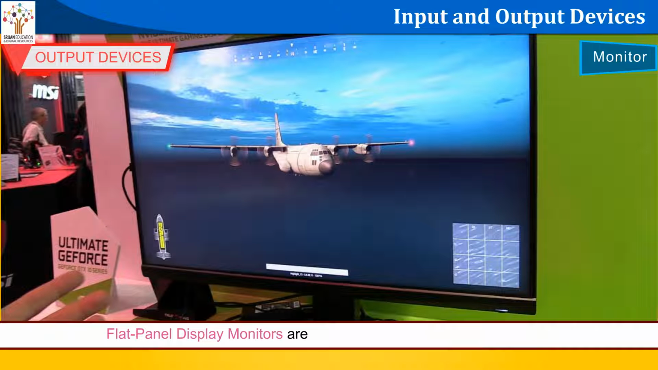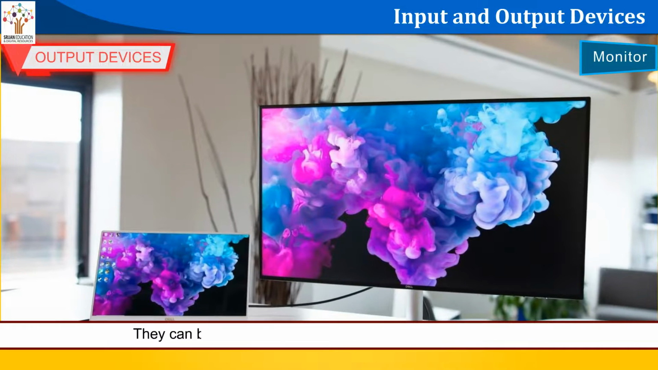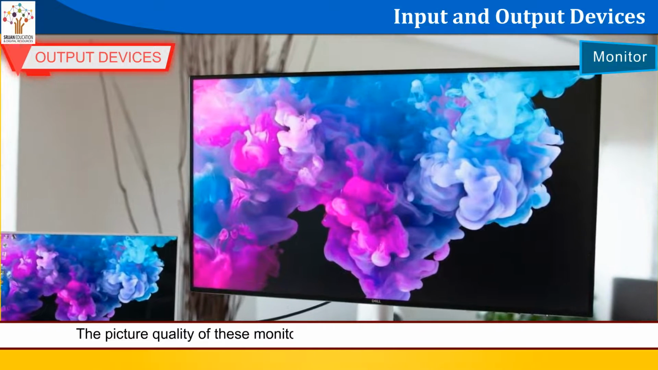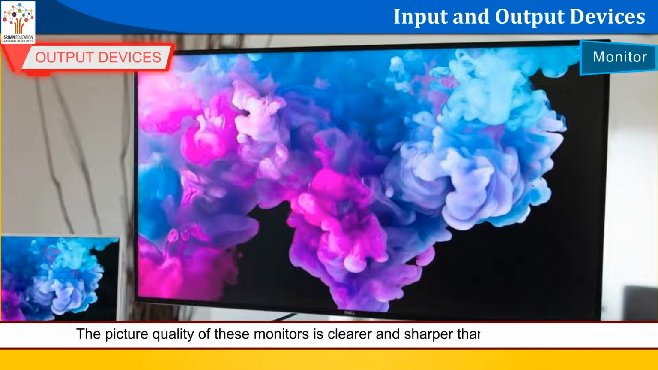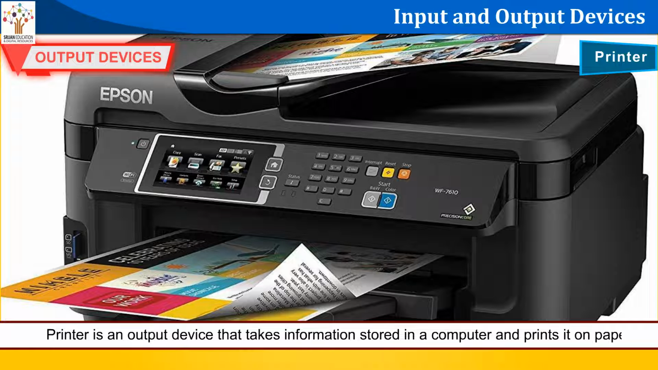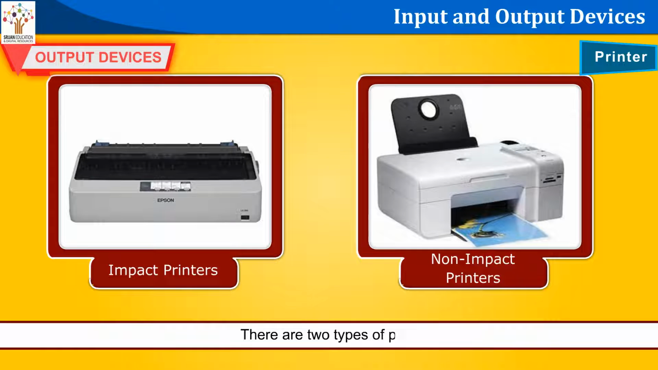Flat panel display monitors are relatively light in weight and compact. They can be easily hung on walls without taking much space. The picture quality of these monitors is clearer and sharper than CRT monitors. Printer. Printer is an output device that takes information stored in a computer and prints it on paper. There are two types of printers: impact printers and non-impact printers.